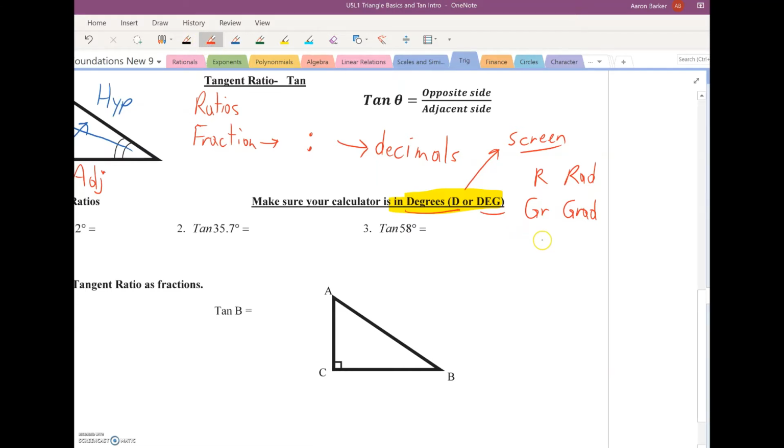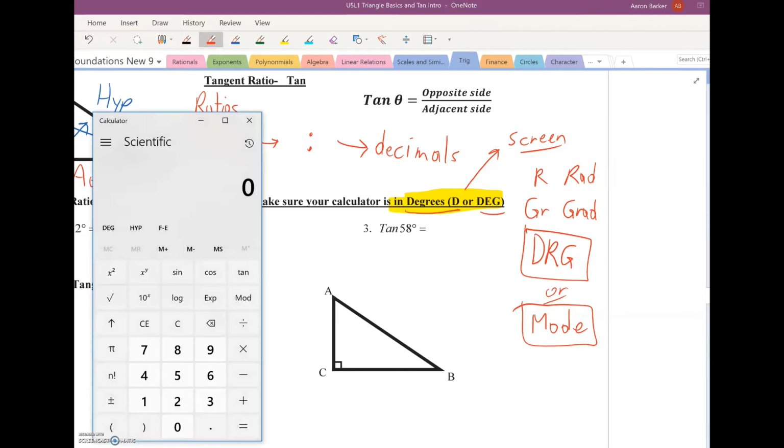If it's not, find your DRG key and press it. That's going to change your calculator from degrees to radians to gradients. Other calculators will use the mode key, and you may have to press mode once or twice until you see it. My calculator, this one on the computer, is easy. It's DEG. To change it, I just press the button. No calculator works like that though.